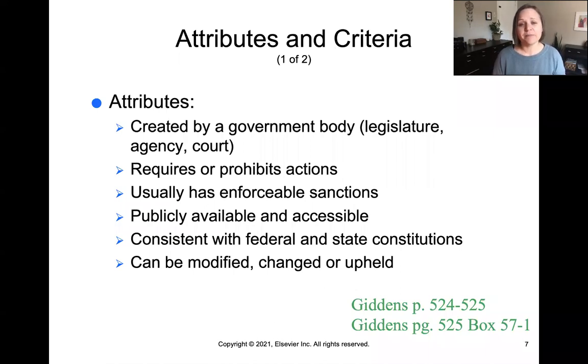Healthcare laws are created by some government body, whether legislative, some kind of regulatory agency, or by a court decision. And healthcare laws require or prohibit action and are usually enforceable by some kind of sanctions. Sanctions meaning consequence. These healthcare laws are publicly available and accessible. They have to be consistent with both the federal or the state constitution, and they can be modified. They can be changed, or they can be upheld by the courts.